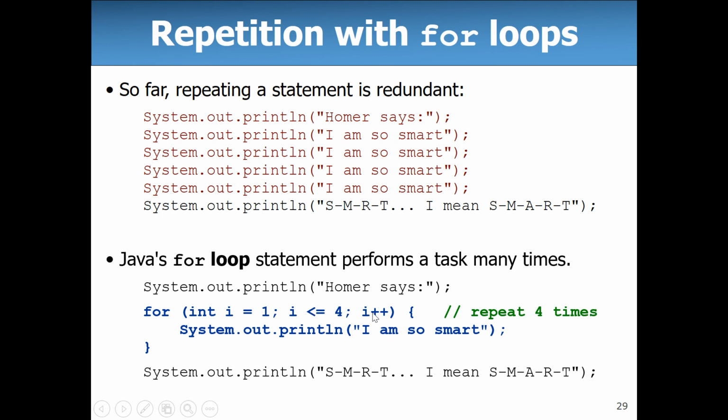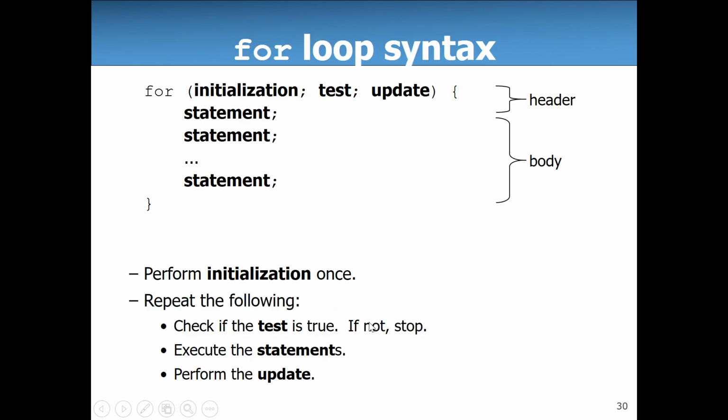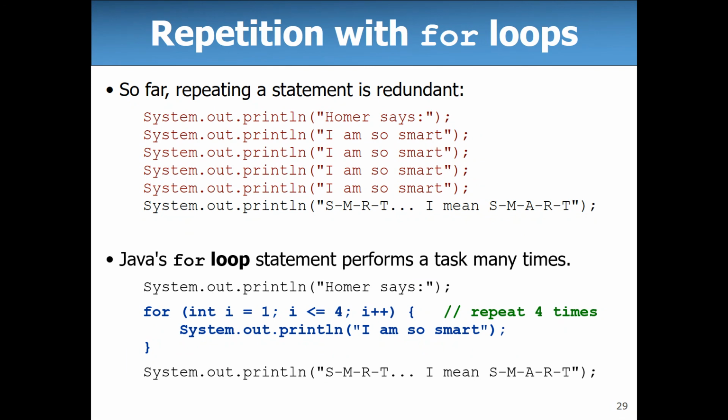And an i++. What's that? An i++? Don't worry about it, we'll go into this. But what this does is repeat this code and this code down here. These are equivalent. In other words, they will do the exact same thing. Homer says, and then these "I am so smart"s, this statement will print out 4 of them.